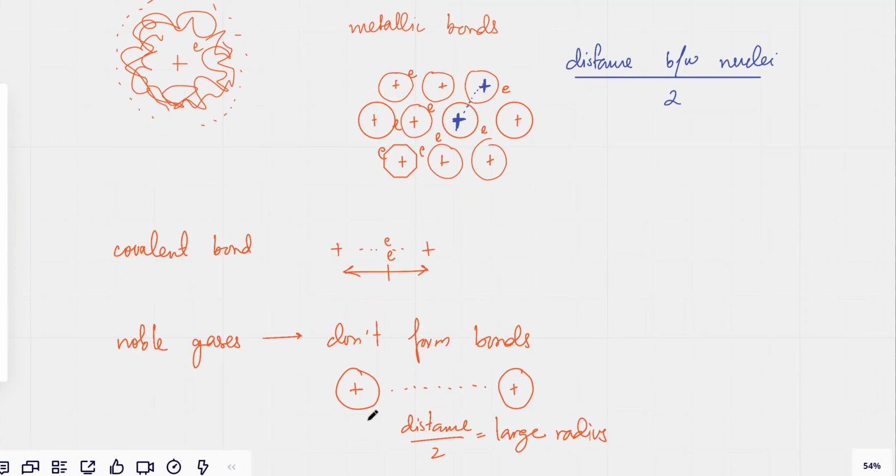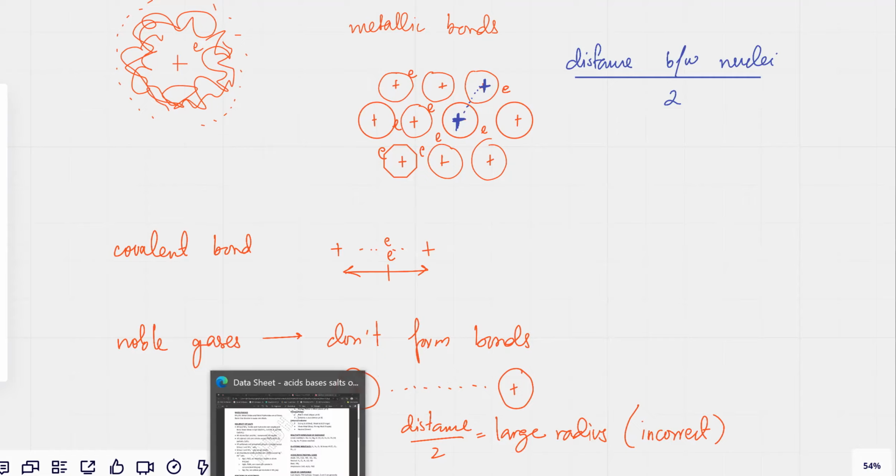So, which is kind of incorrect. It's an incorrect method. It's very hard to actually measure the atomic radius of a noble gas because the boundary of the atom is not very well defined. So you can't really measure where it ends. But if you measure the distance between the nuclei and divide that by 2, you're obviously going to get a very large distance. So for noble gases, the atomic radius is always calculated incorrectly.